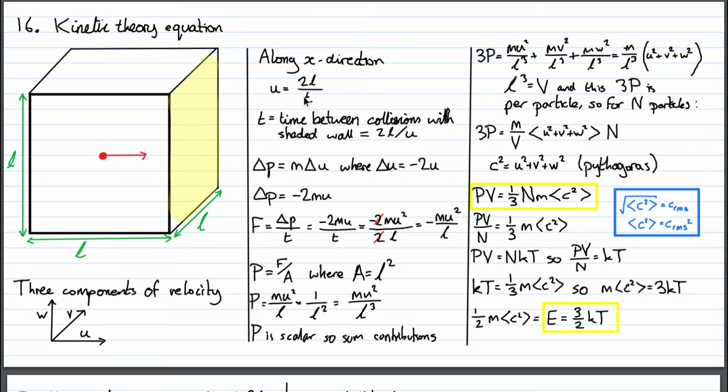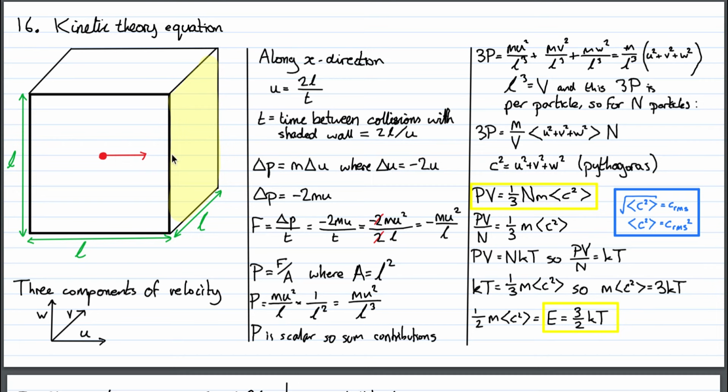You can actually do it either way. If you don't have that 2 there, you're going to end up having 6 different contributions to the pressure. If you do have this 2 here, because I'm considering there and back, I'm only going to have to worry about 3 contributions to the pressure. Well, 1 times 6 is the same as 2 times 3, so it doesn't really matter which you do, but this is the way I'm doing it. So t is the time between collisions with the shaded wall, just looking at that one wall, and I rearrange this equation to get 2L over u.